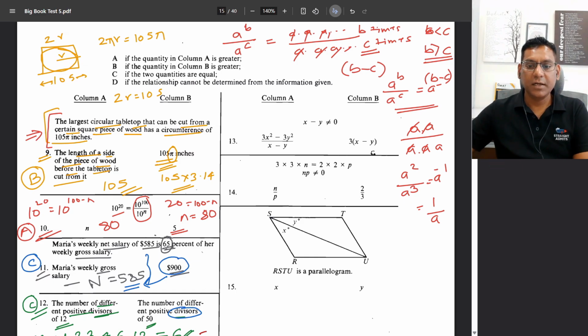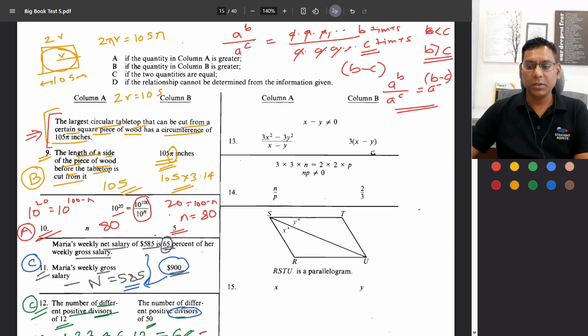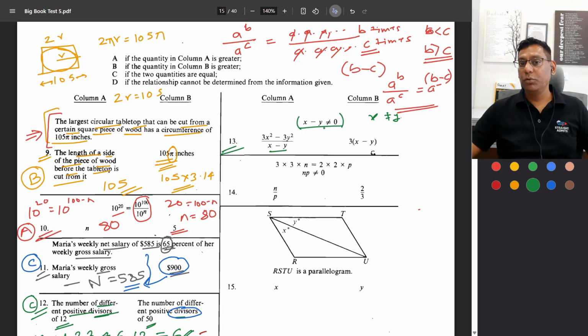Okay, let's get rid of some of these calculations here. Okay, question 13, x minus y is not equal to 0. That means x is not equal to y. They have x minus y in the denominator, that's why they have given this. All right, but x could be bigger, y could be bigger, I don't know that. I have to compare these three.